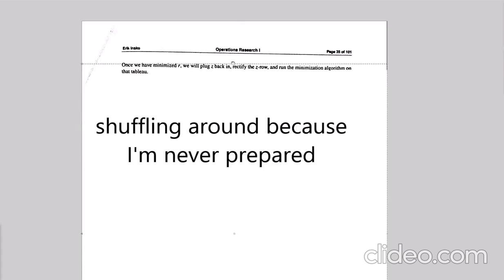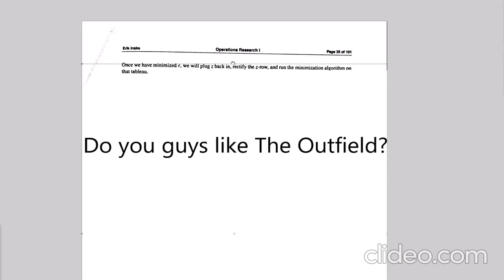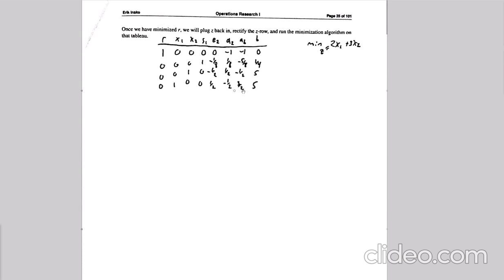Okay. So I'm just going to copy over that last tableau. And again, I wrote the original objective function. And so this is the tableau.